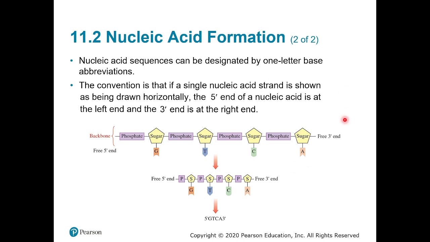So the nucleic acid sequences can be designated by one-letter base abbreviations. We use GCAT, right? And these nucleic acid sequences, of course, we're always going to go from the 5' end to the 3' end. And this will be our phosphate backbone, which is going to consist of the phosphates and the sugars. And so that's the phosphate backbone. The bases are then going to be jutting out from that. And those are going to be our GTCA.